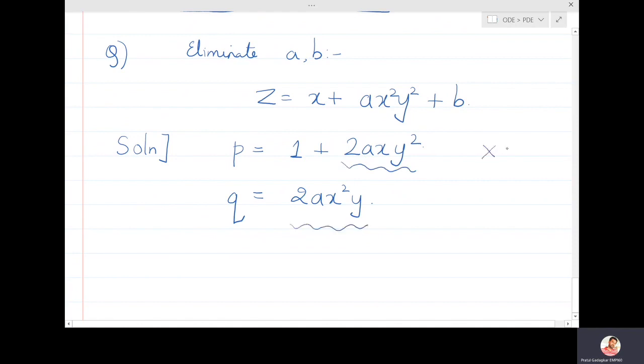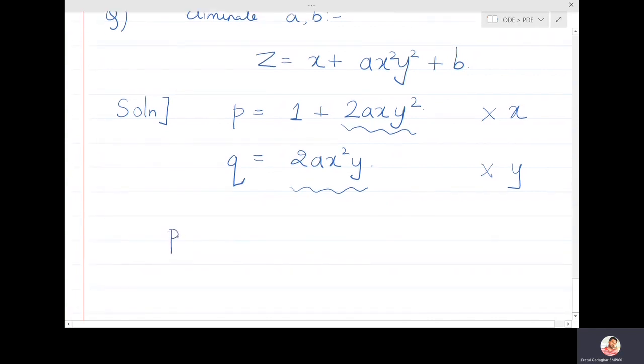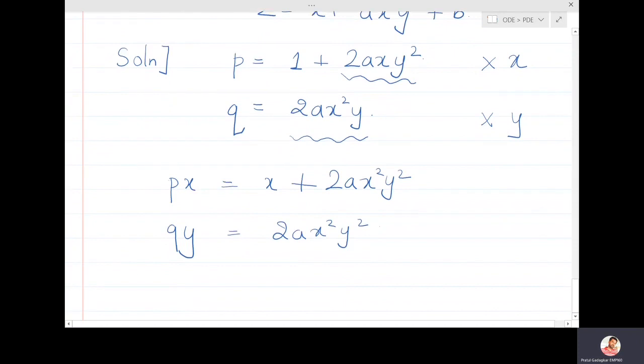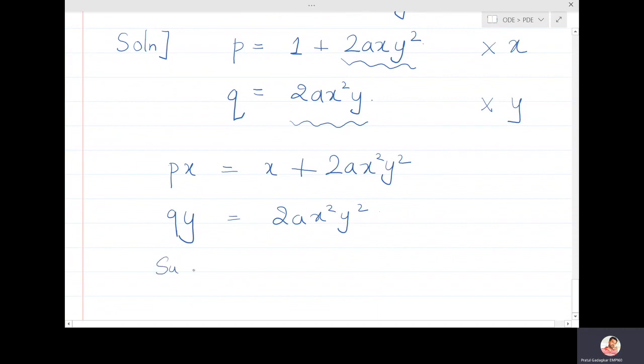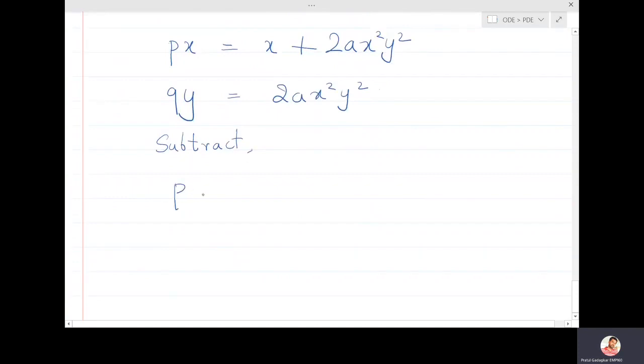So obviously I should multiply this by x, and I will multiply this equation by y, so that I will get 2ax square y square. So what will px become and what will qy become? So px will become x plus 2ax square y square. And what will this become? This will become 2ax square y square. And if I subtract them, this 2a term will cancel away. So if you subtract, I'm going to get what? px minus qy is equal to how much? It's just equal to x. So this is the required partial differential equation.